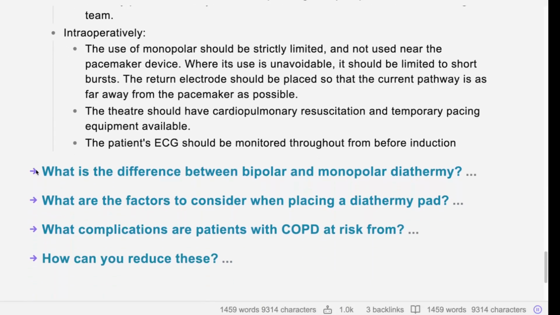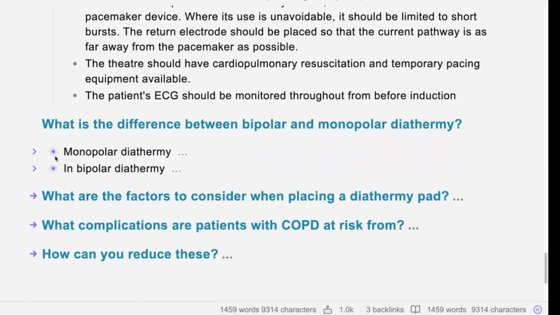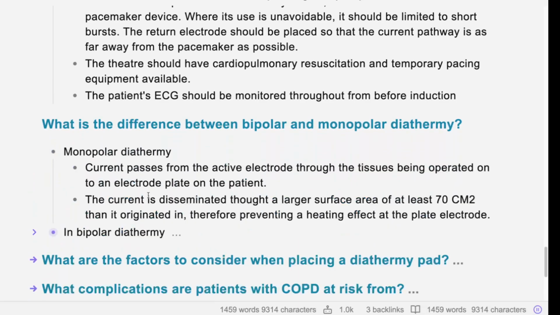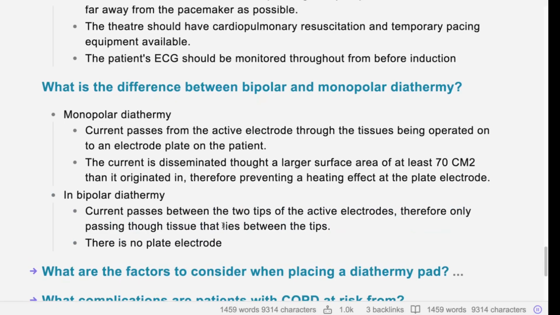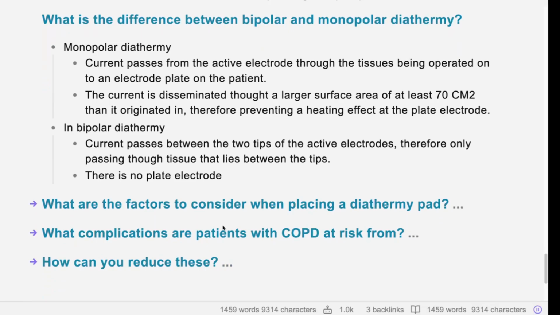The difference between bipolar and monopolar: monopolar diathermy, from its name, has just one pole. This is the active electrode. The current passes directly to the tissue, and it basically takes a larger surface area as well. Bipolar diathermy, on the other side, has two tips. In between them the current will pass, and it has a slightly smaller surface area than monopolar diathermy.